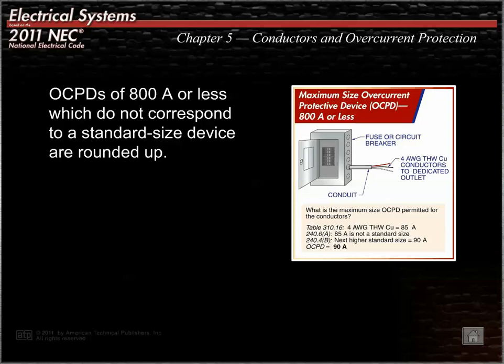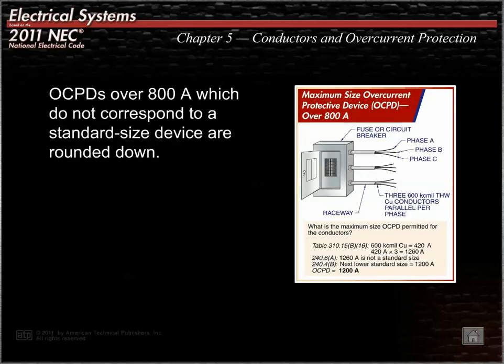In cases where cord and plug connected portable loads are supplied by multi-outlet receptacle circuits, and the ampacity of the conductor does not correspond to a standard rating of a fuse or circuit breaker, the next lower standard device rating shall be selected. In installations where the calculated conductor ampacity does not correspond to a standard size rating for a fuse or circuit breaker, and the rating of the overcurrent device is over 800 amps, the next lower standard size fuse or circuit breaker shall be selected per Article 240.4(C).